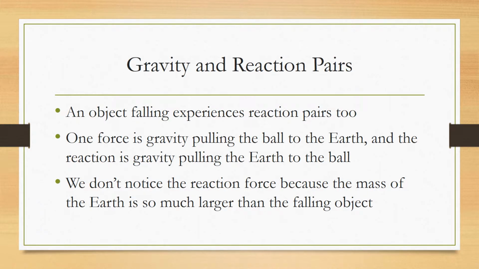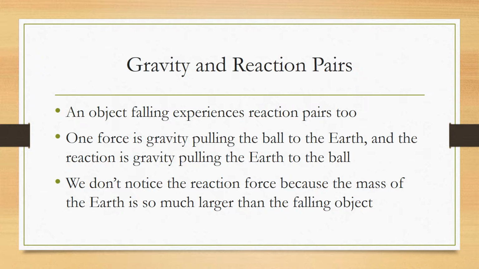An object that is falling is also going to experience reaction pairs. If you drop an object, we've talked about objects in free fall, and one force, the force that's pulling it down, is gravity. It's pulling it towards the Earth. We've also talked about gravity and orbit, and how gravity is the attraction between the centers of the masses of two objects. So when the Earth is pulling the ball towards it, the ball is technically also pulling the Earth back towards the ball.